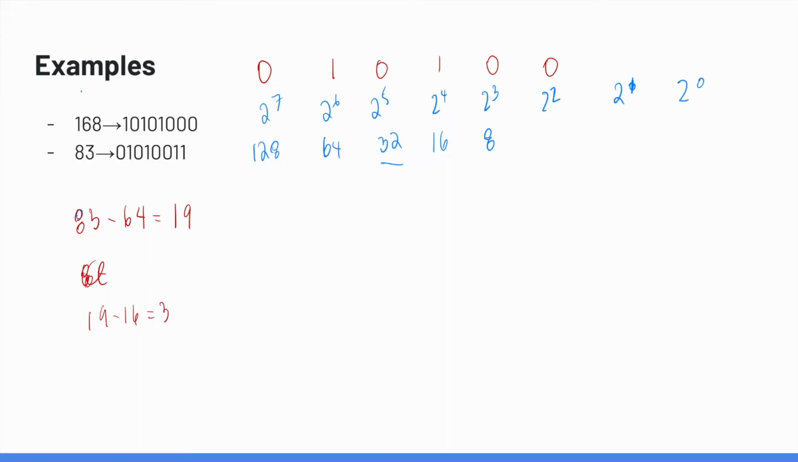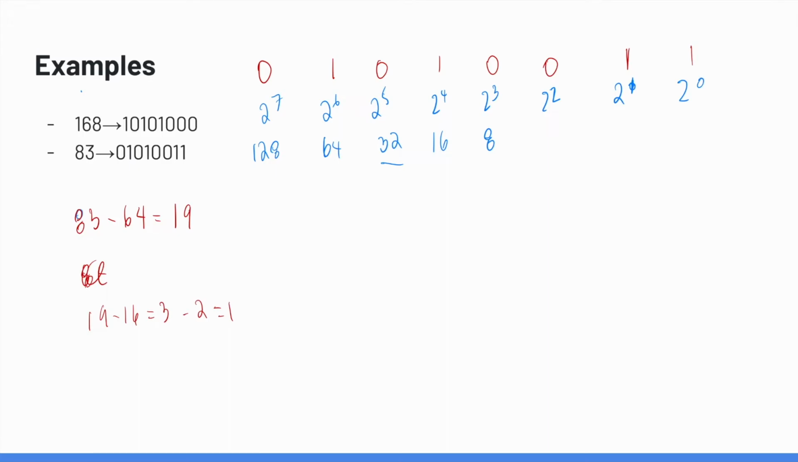And next we have 2 to the power of 1, which is 2, and 2 does fit. So we can go ahead and put a 1 right there. And then we can do 3 minus 2 equals 1. We just have 1 left over, which is perfect because 2 to the power of 0 is 1. So we're going to have 1 right there, and this is going to be our answer.